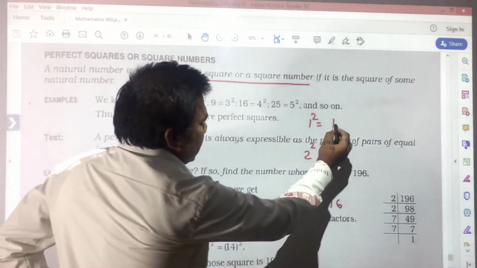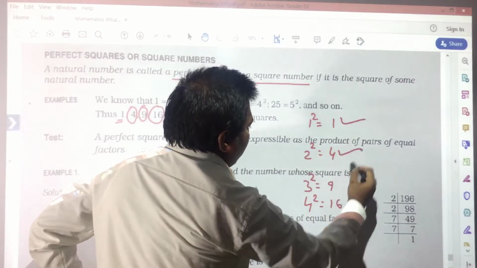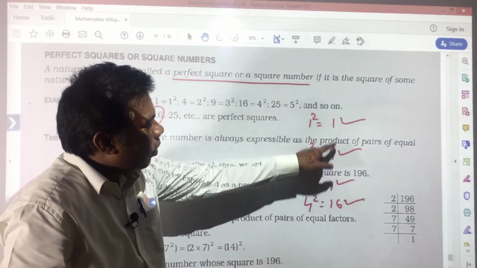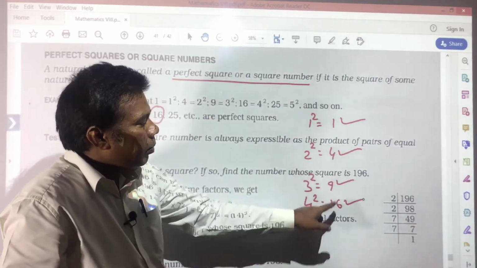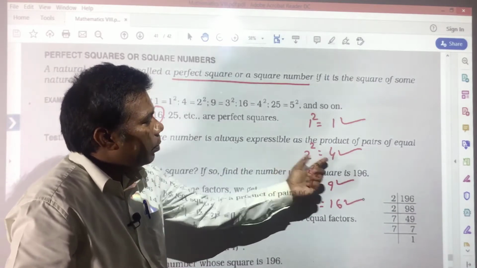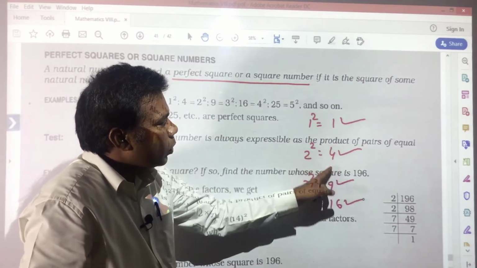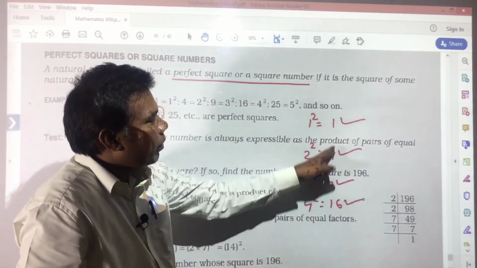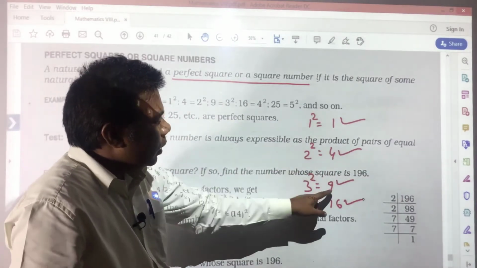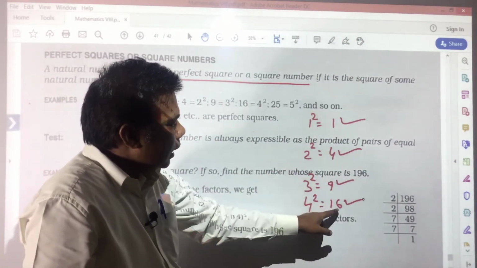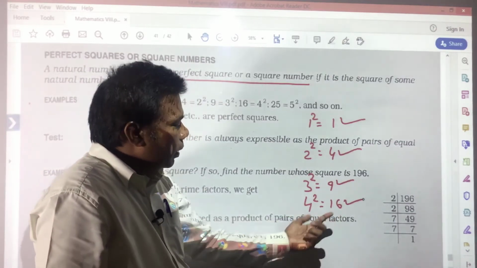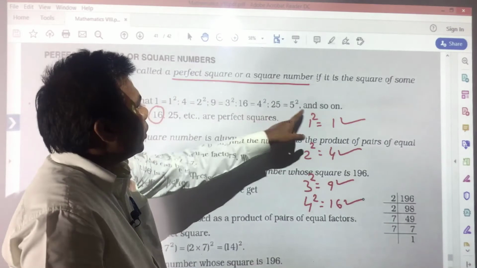So, these numbers you are getting, 1, 4, 9, 16, are called perfect squares, because the same number is multiplied by itself and as a product you get the number. So, 4 is the perfect square of 2, 9 is the perfect square of 3, 16 is the perfect square of 4, 25 is the perfect square of 5, and so on.